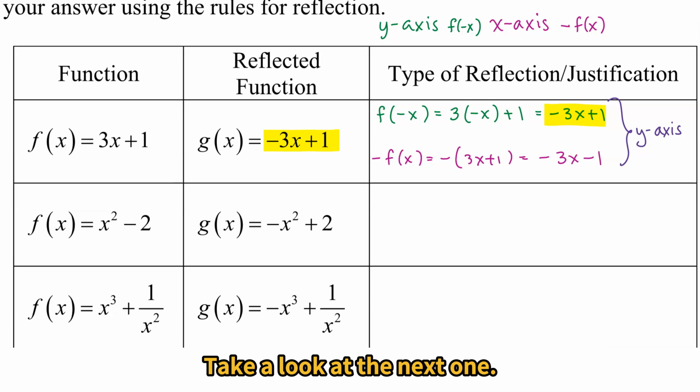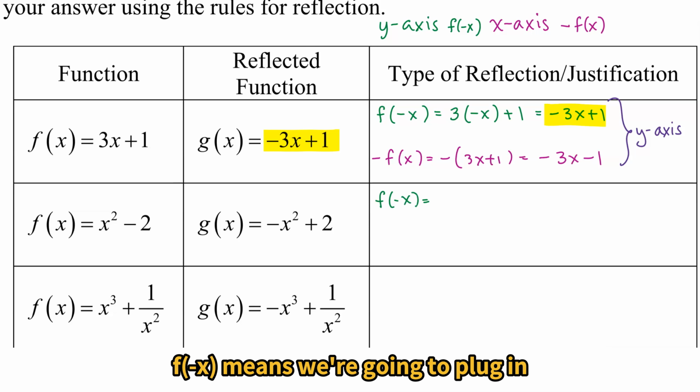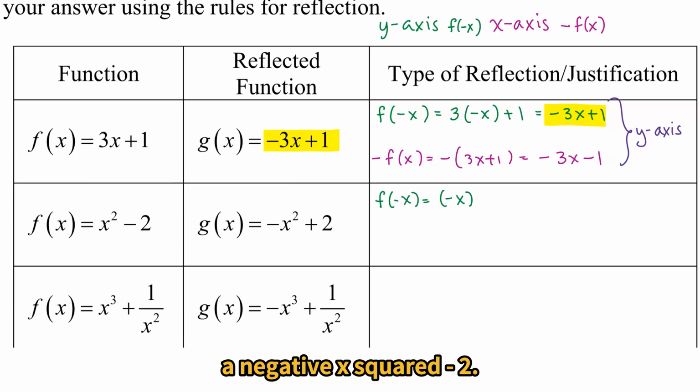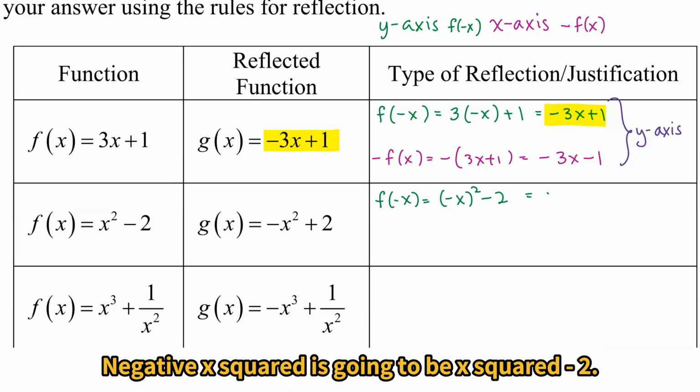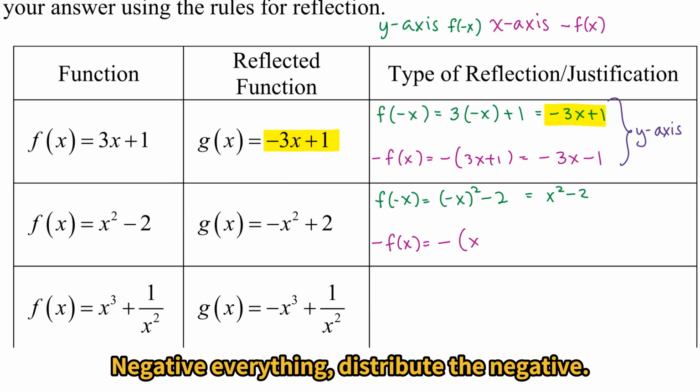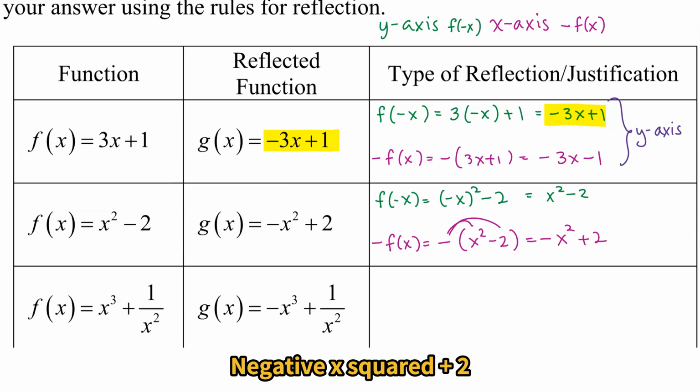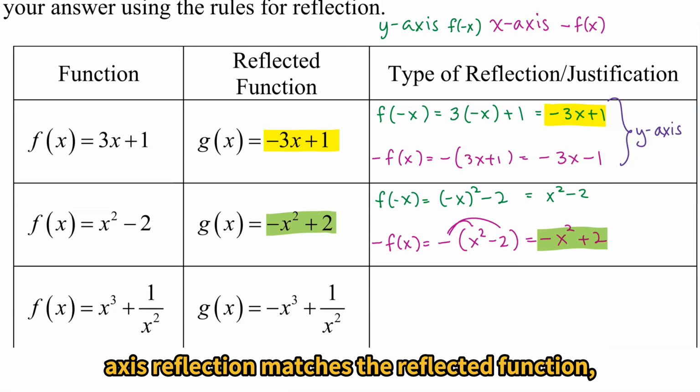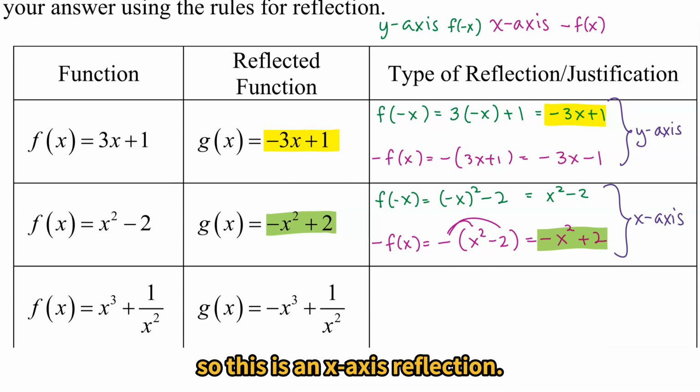Take a look at the next one. F of negative x means we're going to plug in a negative x squared minus 2. Negative x squared is just going to be x squared minus 2. If I do an x-axis reflection, negative f of x, negative everything, distribute the negative, negative x squared plus 2, and I see that this x-axis reflection matches the reflected function. So this is an x-axis reflection.